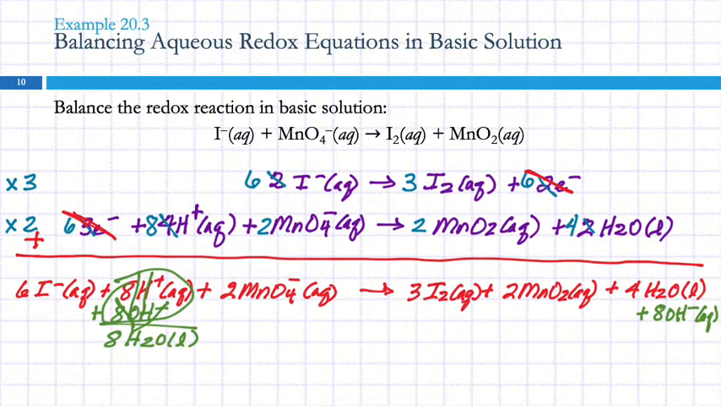Now this is a point where there's probably going to be water on both sides. I've got 4 water molecules over here. I've got 8 over there. We don't usually have exactly the same thing showing up on both sides of our balanced chemical equation. So what I'm going to do is I'm going to subtract 4 water molecules from both sides. So I'm left with 4 H2O. And over here, 4 H2O minus 4 H2O is 0 H2Os.